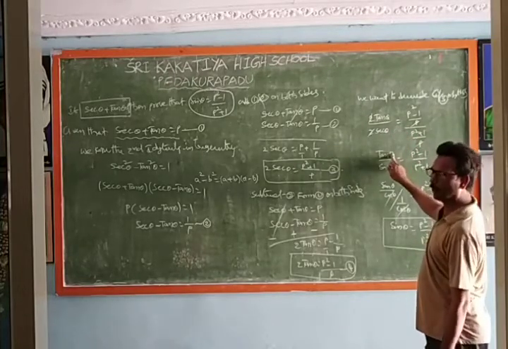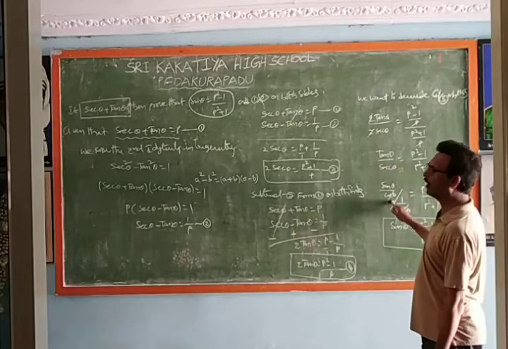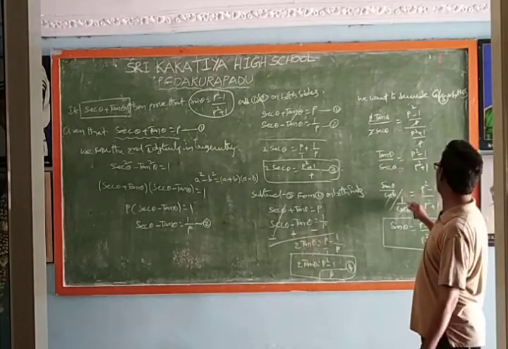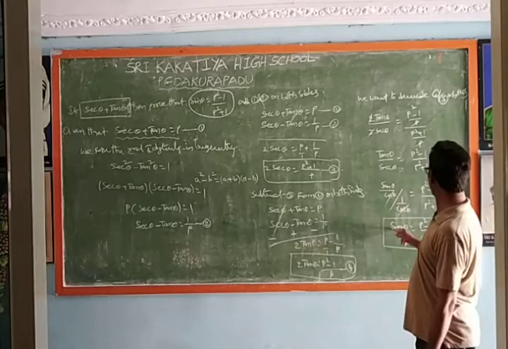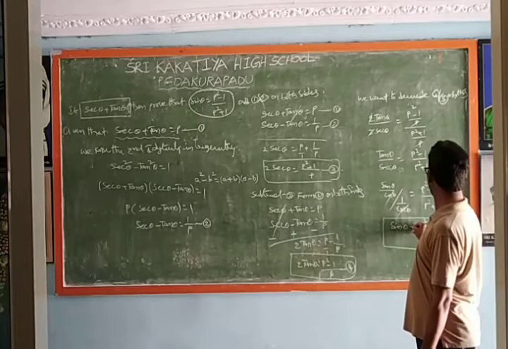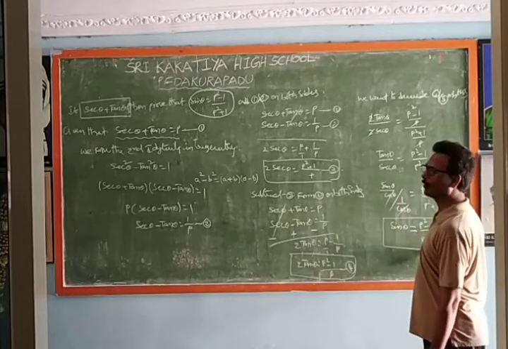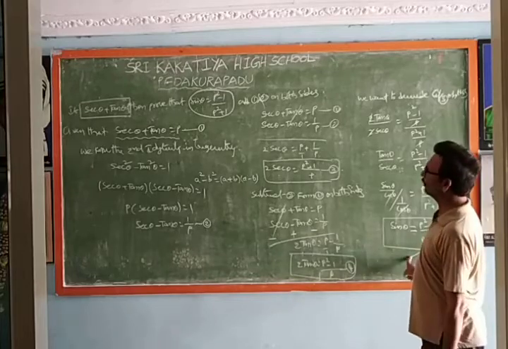What is tan theta? We know that tan theta is equal to sin theta by cos theta. We know secant theta is equal to 1 by cos theta. Cos theta cancels. That is equal to sin theta. So sin theta is equal to p square minus 1 by p square plus 1. Okay, the problem is solved.